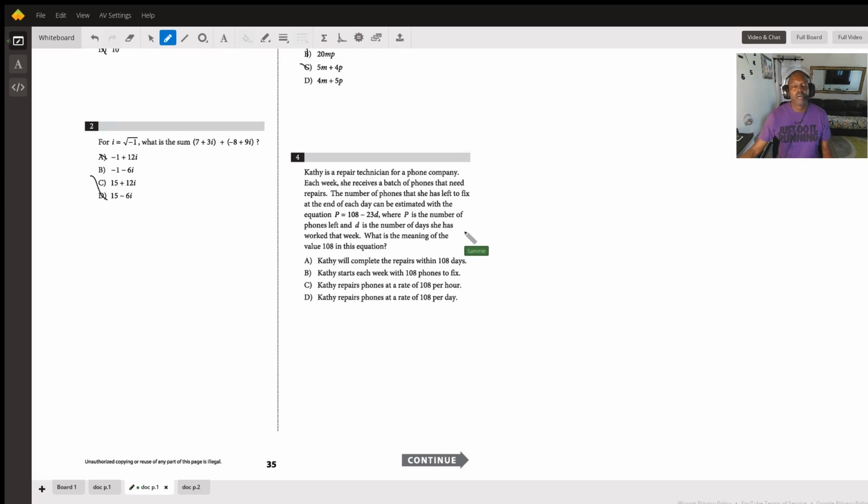Here, it's going to take forever to read this. Go straight to the answer. What is the meaning of the value of 108 in the equation? Analyze, understand what that means. What is the value of 108?